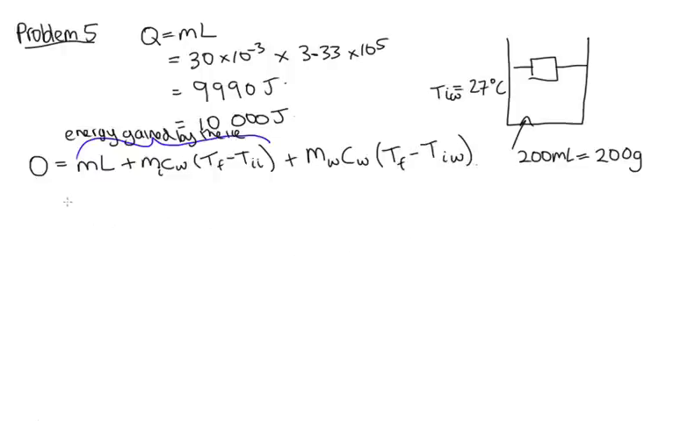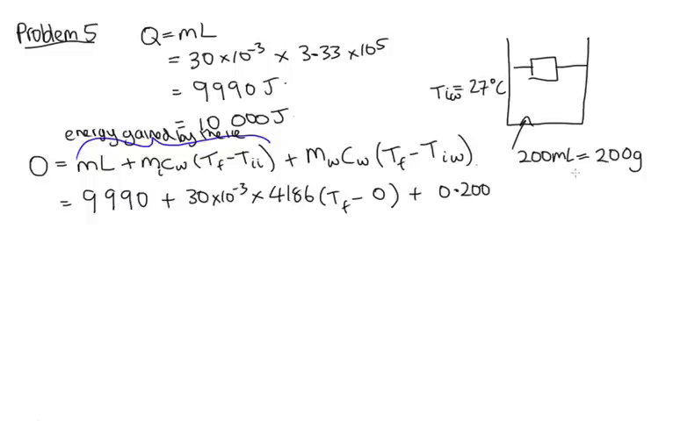So now what we can do is we can substitute in. We know that mL is 9,990 joules. We'll keep all the significant figures for the working and then present our final answer just to two significant figures. Plus we've got 30 grams of ice times, once it's melted, it's water, so this is 4,186, times the final temperature minus the initial temperature, which is 0, plus the mass of the water, which is 0.200 kilograms because it's 200 grams, times 4,186 times the final temperature, which we're trying to find, minus the initial temperature.